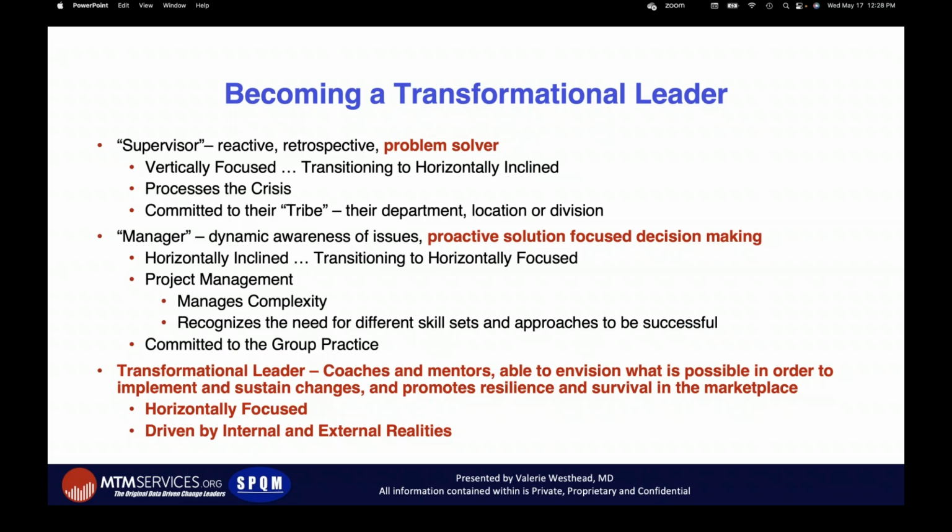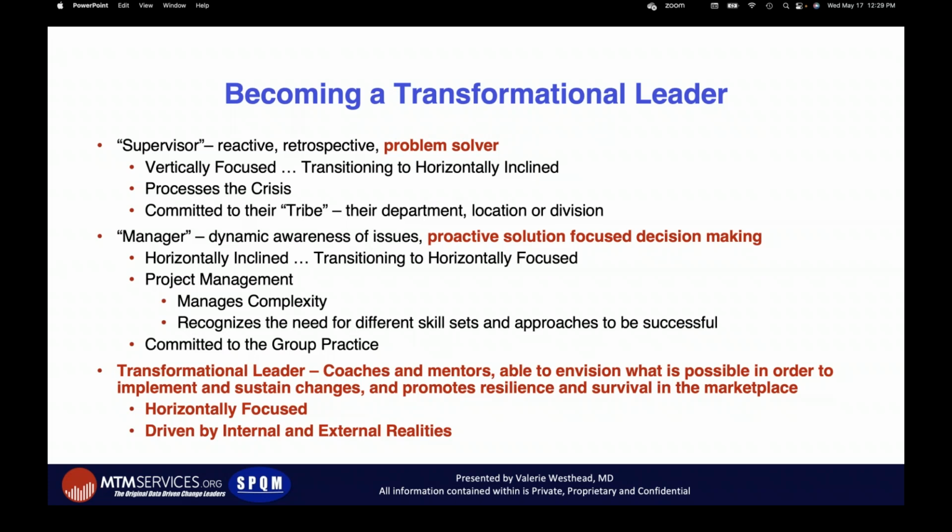Becoming a transformational leader is that final leap of becoming a true coach and mentor. Not only are you able to solve problems and proactively look at solutions before problems arise, but you're also able to envision what is possible in order to implement and sustain changes. You will be ahead of the curve, not preparing for the curve.